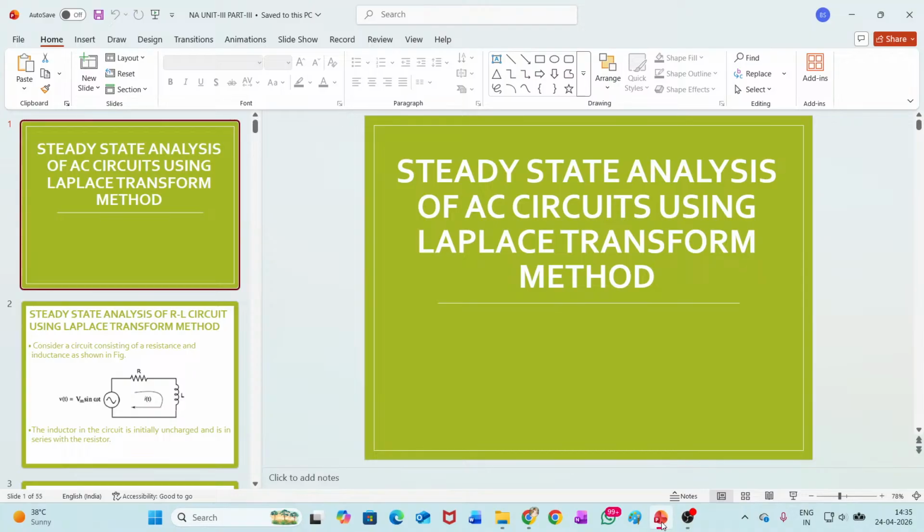We will discuss steady state analysis of AC circuits using Laplace transformation.